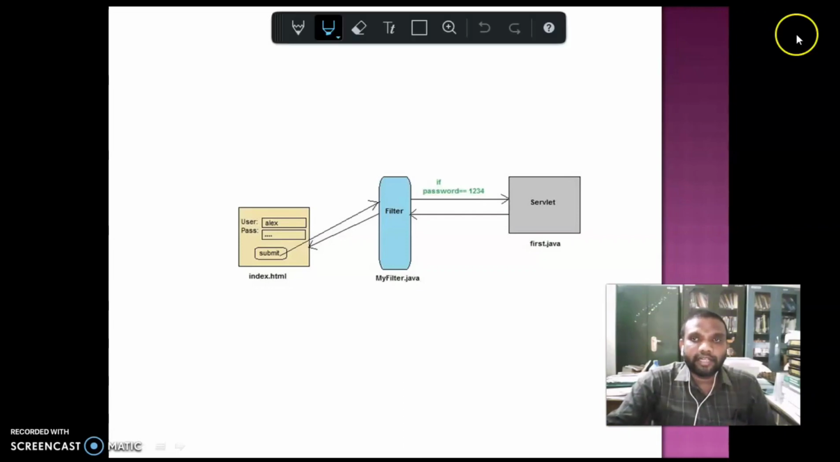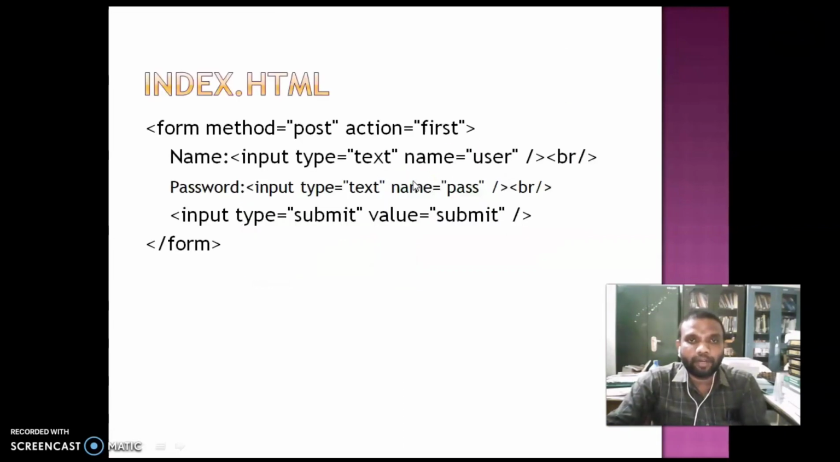Now we are entering into the example program. Initially we will create index.html. Form method equals post, action equals first. So if you submit, it moves to the servlet named first. Then input type equals text, name equals user, which receives a username. Then input type equals text, name equals password, which receives a password. Then input type equals submit, to submit to the first servlet.